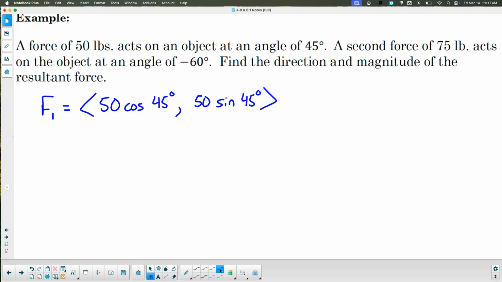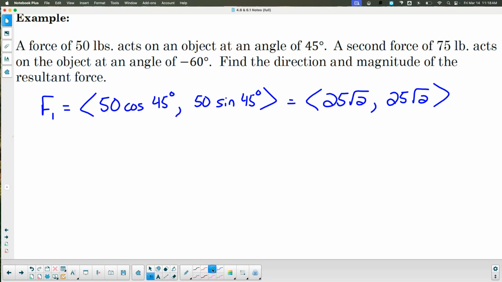Cosine of 45 is root 2 over 2, right? Okay. 50 times root 2 over 2 then is going to be 25 square roots of 2. Yes? Sine of 45 degrees? Root 2 over 2 again? Yep. So that's 25 square roots of 2 again.